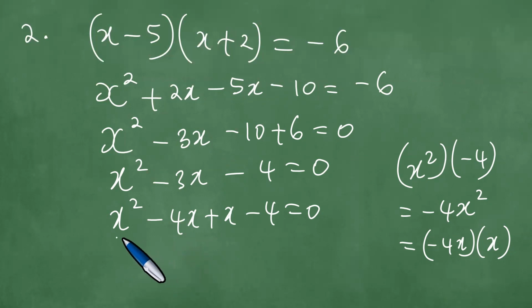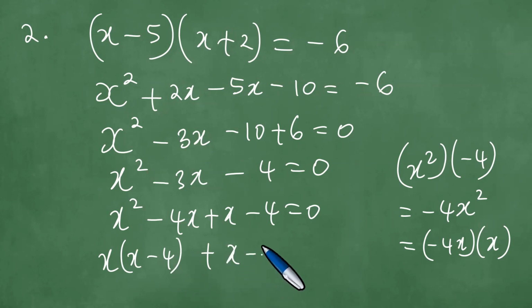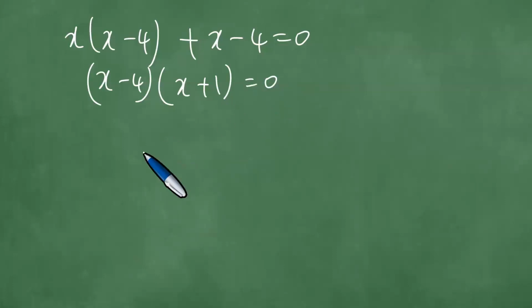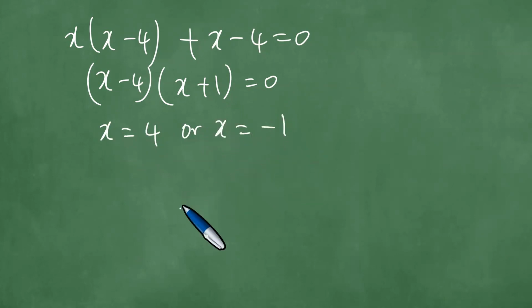Right, so now we factorize. We take out the highest common factor in the first two expressions, taking out x, and we have x into x minus 4 plus x minus 4 equals 0. Which means x minus 4 into x plus 1 equals 0, which means that x is 4 or x is minus 1. So these are the solutions to the problem.